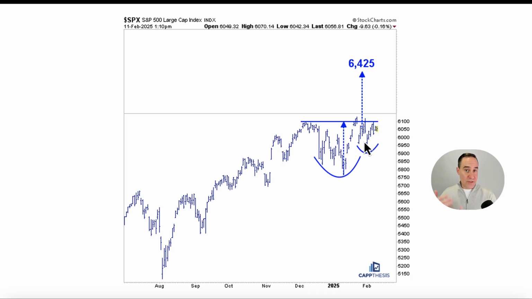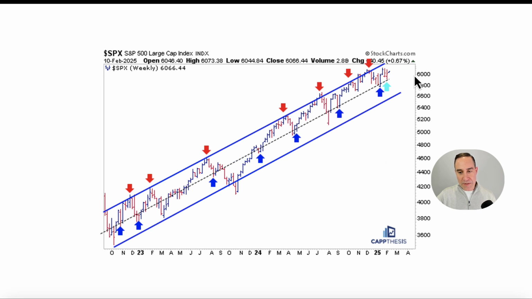Again, is this art or is this science? Well, it's art in terms of what I'm looking at, but when we get the breakout, the measured move is a science. Whether we want to believe it or not is something we have to accept if, in fact, we do get the breakout. Now, from a weekly perspective, same type of thing. We've been looking at this channel for a long time. This is in log scale, right? And this is our way of viewing it, but there's no denying the fact that every time the S&P comes back up to this upper line, it has either slowed down or sold off.